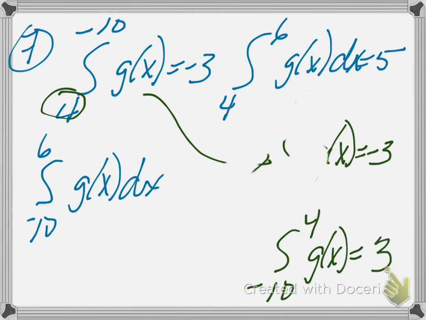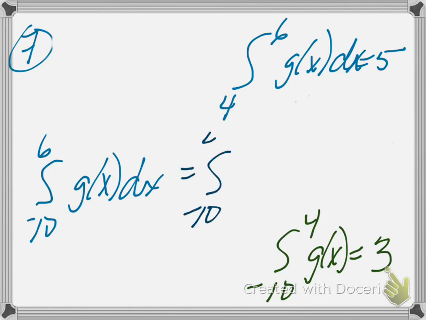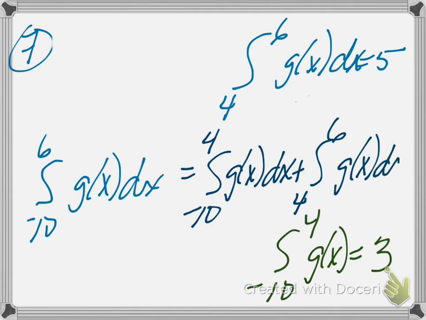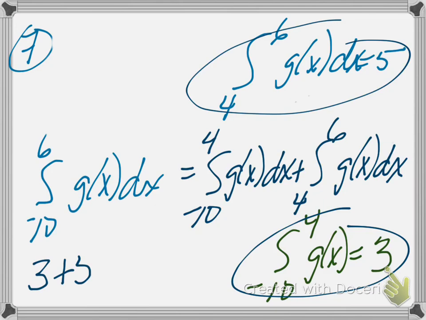Okay, so let's get rid of this stuff we don't need. So hopefully now you see what's going to happen. This green is really ugly. I'm going to change this color. Hang on. Okay, so to go from negative 10 to 6, we don't know anything about that. But we could go from negative 10 to 4, and then to that add what happens from 4 to 6. Okay, so to go from negative 10 to 4 is right here. That would be 3. And then to go from 4 to 6 is right here. That's 5, and that gives us 8, and that was choice D.